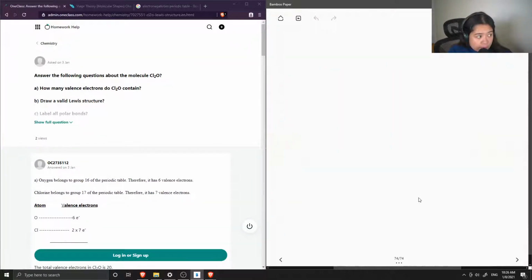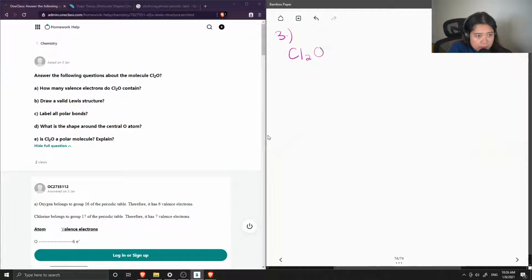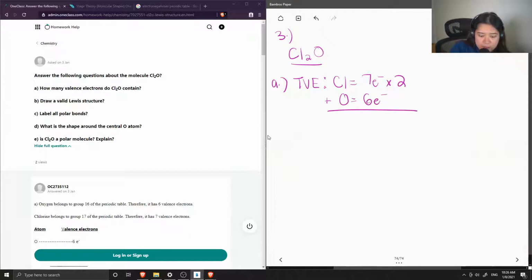Okay, so question number 3. Answer the following questions about the molecule dichlorine oxide. How many valence electrons does it contain? So first, let's calculate the total number of valence electrons. To do that, we see that chlorine has 7 valence electrons, and there are 2 chlorines, so we multiply this by 2. Oxygen has 6 valence electrons. So 14 plus 6 is 20.